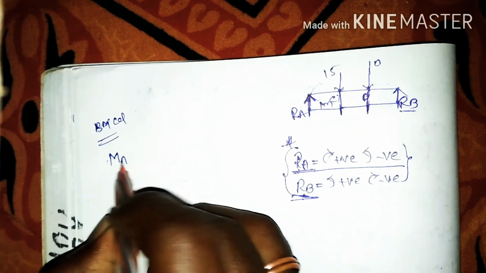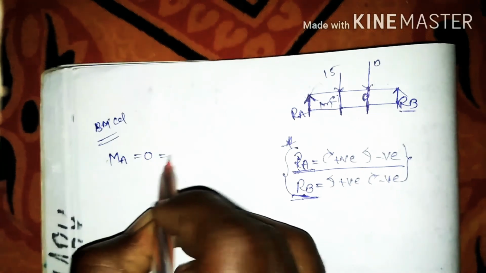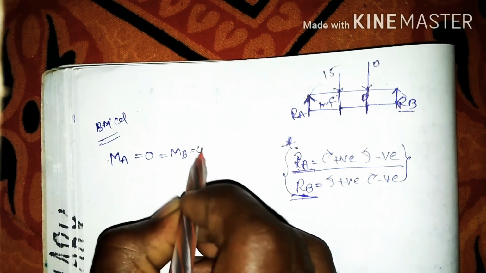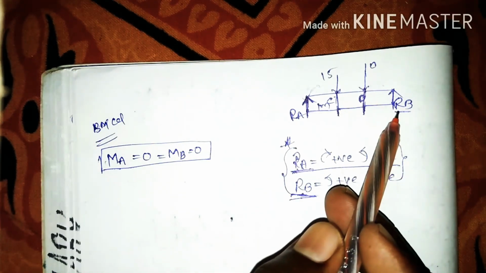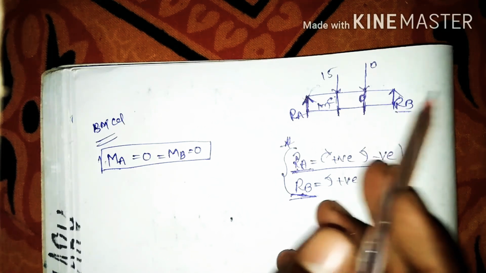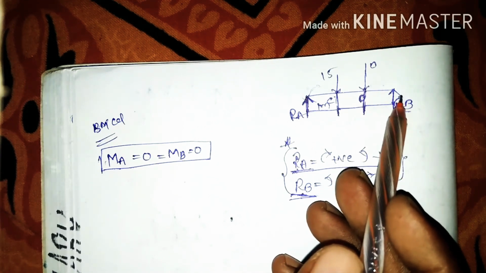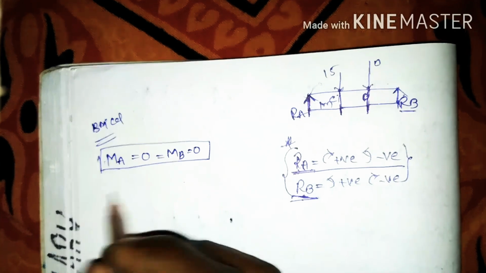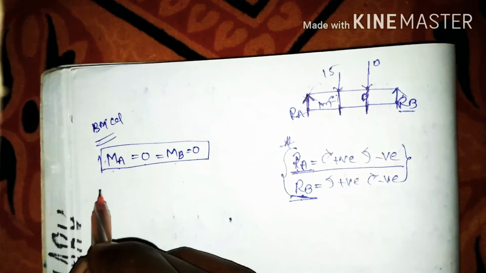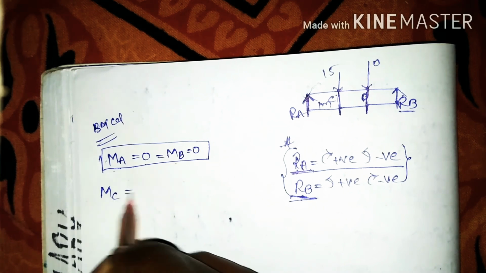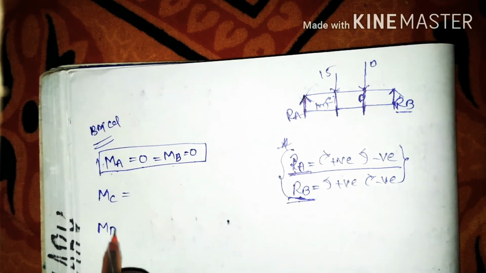Here the moment about A is equal to 0 and the moment about B is also 0, because these are the end supports and they don't have any perpendicular distance to multiply with these reactions. So moment about A is equal to 0 and moment about B is equal to 0, and we have only the moment about C and the moment about D.